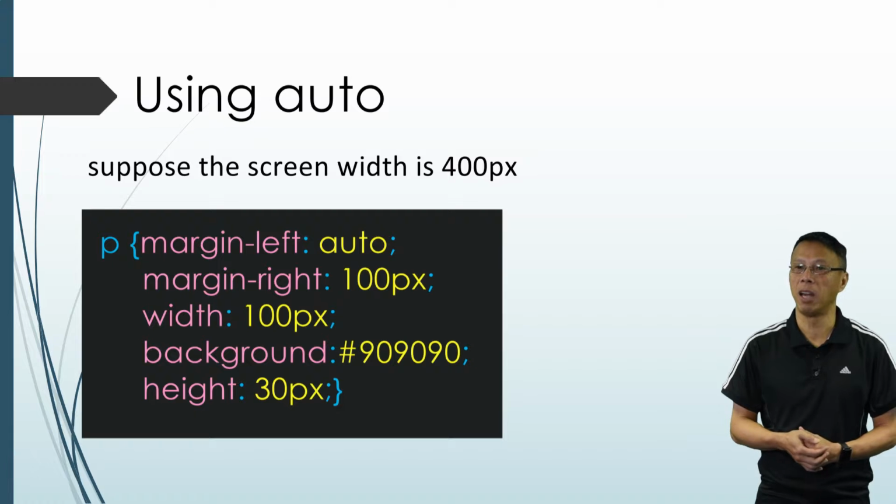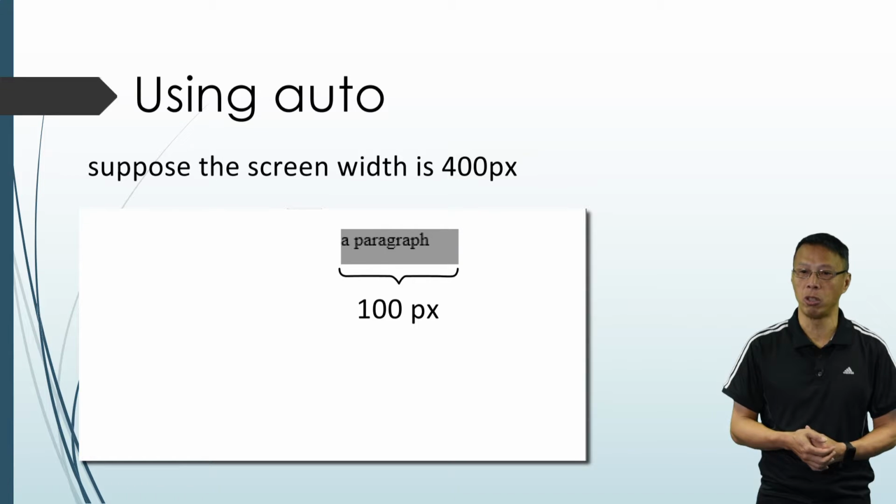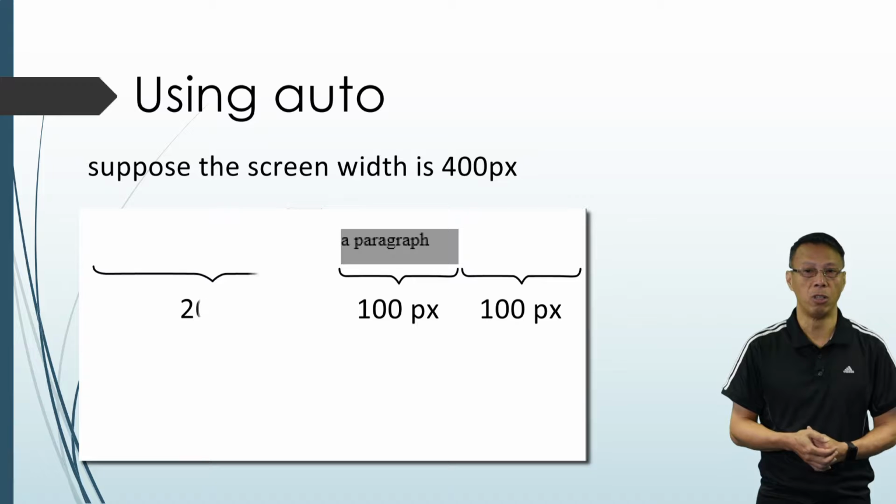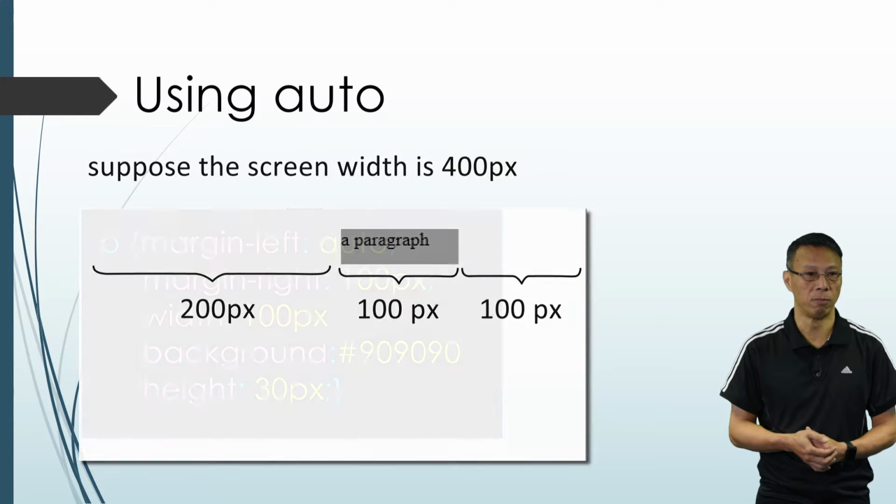Here we look at one example. In this example, when we look into the CSS rule, the P element will have a number of properties. Margin left is auto, margin right is only 100 pixels, as well as the width, background color, and height. So the example illustrates how auto, the left margin, can be adjusted. And this time it is 200 pixels here.